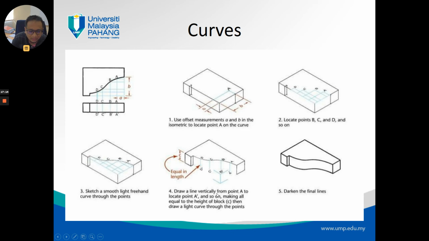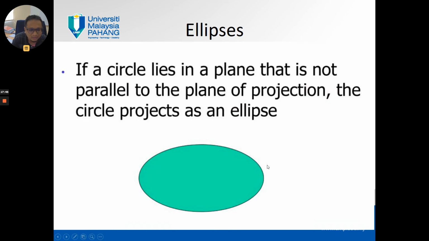Finally, you draw the vertical line from point A to locate point A prime, where you have the bottom one. You draw again a three-dimensional line to make sure that all is equal in height, and then draw a light curve downwards until it reaches this side. So the length has to be equal on each line. The line of C must be equal. Then you get the shape of the final line.